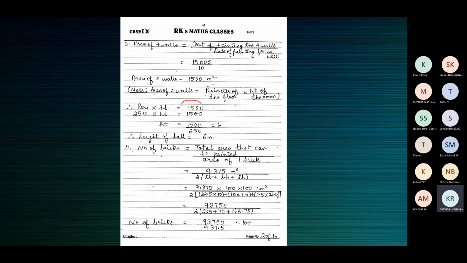This is the curved surface area. 1,500 meters square is the curved surface area. CSA is expressed as perimeter of the cross section into height. The cross section is a rectangle and the perimeter is given to you there, 250 meters. So 250 into height is equal to 1,500. So height is equal to 1,500 by 250, which is 6.